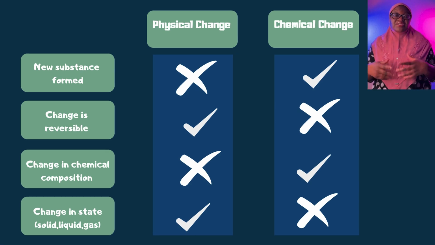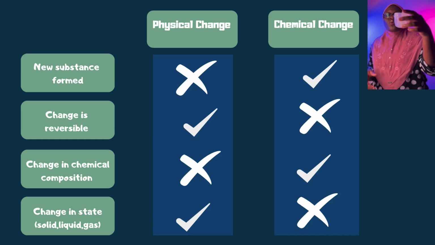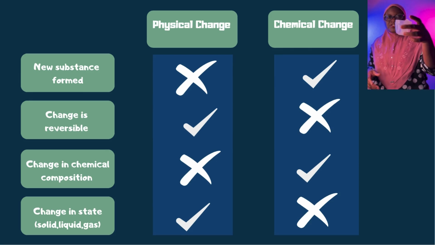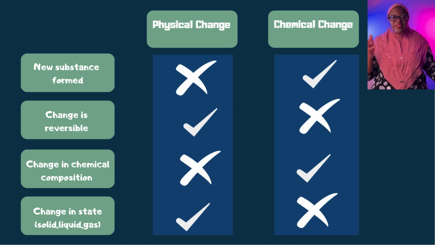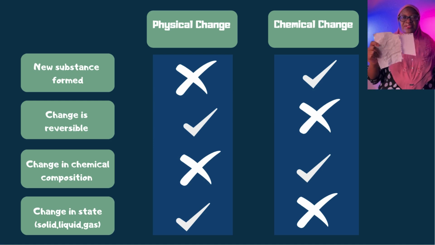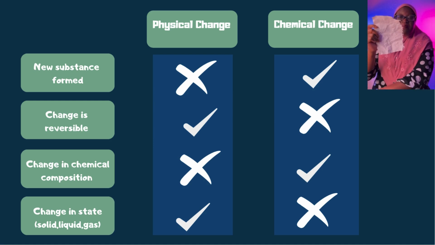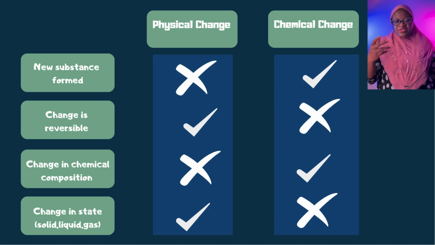In physical changes, the changes are reversible. It is easy for me to get my water back from these ice cubes. I'll just leave it at room temperature and it's going to melt and I'm going to have my water back. In chemical changes, they are irreversible. If I set this on fire, I'm not going to be able to get my paper back. It's gone, it's done.